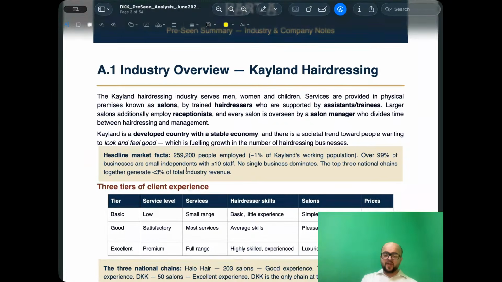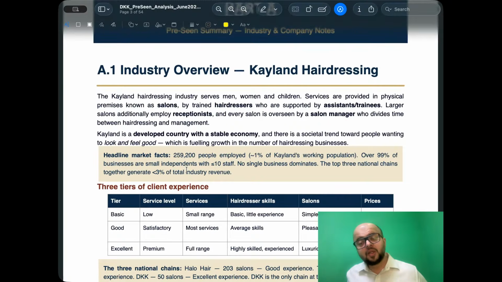There are 259,200 people employed. 1% of the country's Kaland population is cutting people's hair. Over 99% of businesses are small independents with less than 10 staff. Think about the hair cutting salon at the next gully or nukkad in your area. There is no single business which dominates. The top 3 national chains together generate less than 3% of total industry revenue.